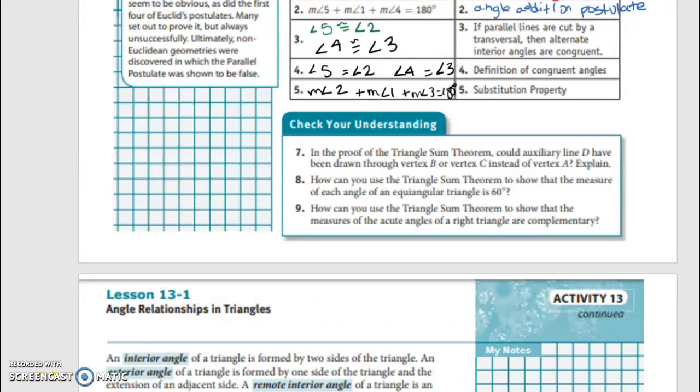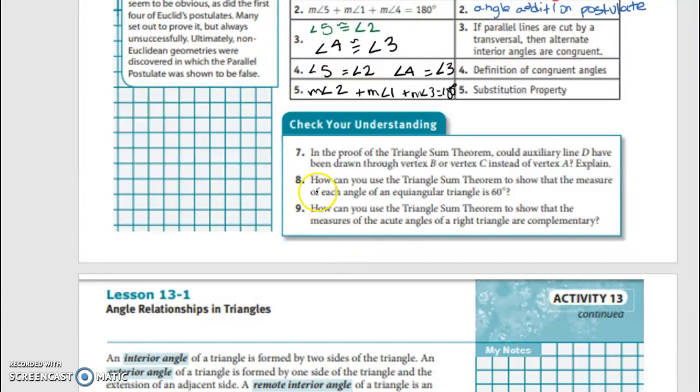So in groups or partners or something of the sort, I want you to check your understanding right now. So go ahead, pause the video, read through 7, 8, and 9, and see if you can discuss this with your groups or partners.